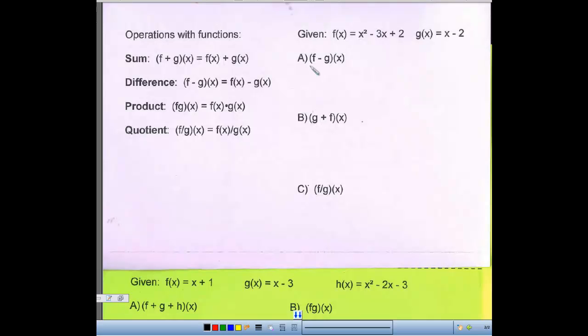Let's first take the difference of these two functions. F minus g of x is the same thing as saying f of x minus g of x. So let's replace f of x with our given f of x. So I have x squared minus 3x plus 2 minus, and let's replace g of x with the given x minus 2.